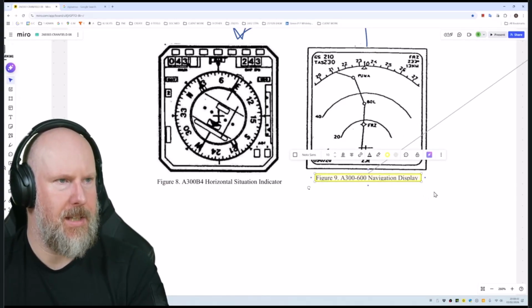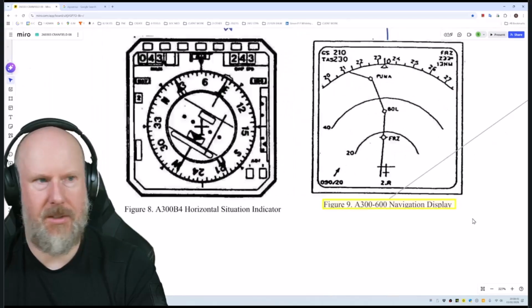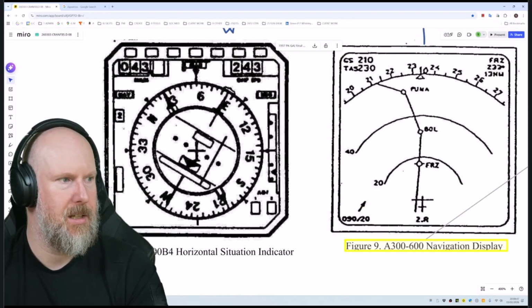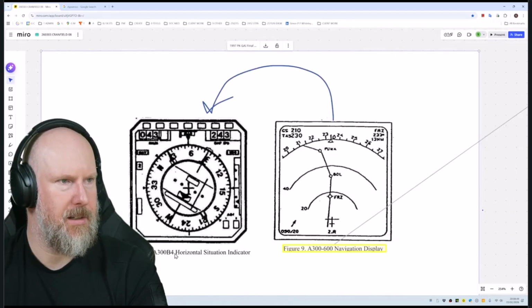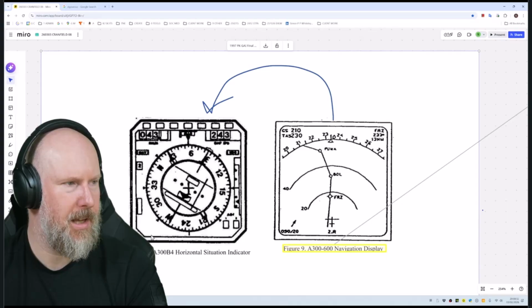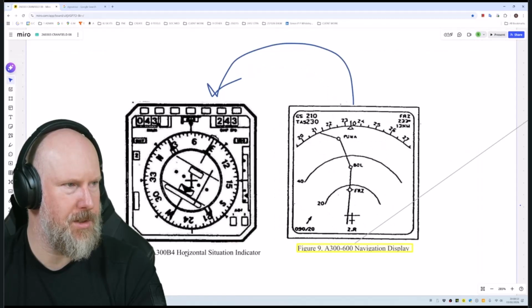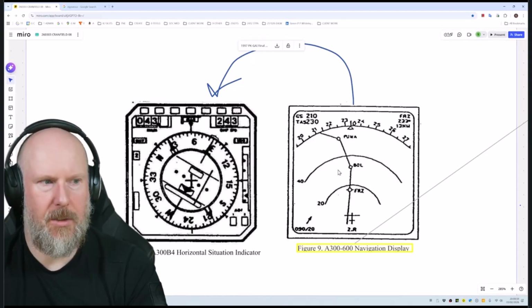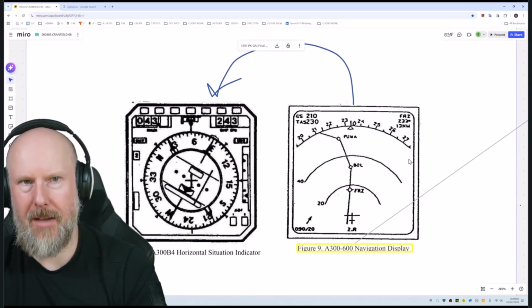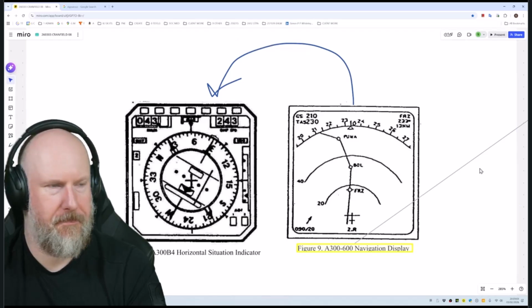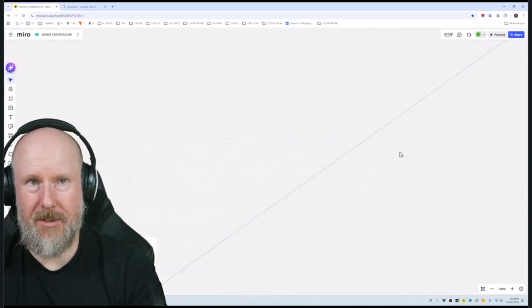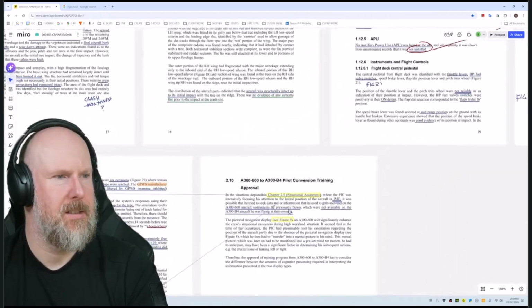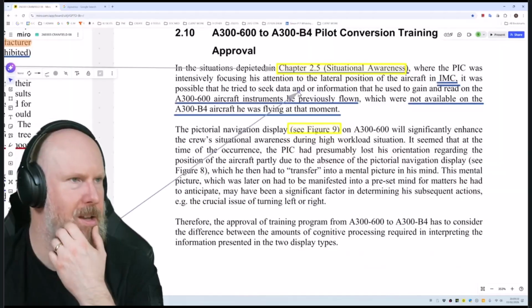So this is the A300-600 navigation display, and this is, hang on, is that the new one? The old one, A300-B4 horizontal situation indicator. So the one on the left is the aircraft they were actually flying, and the one on the right is the one that crew member was used to using. And they're quite different, as you can see.